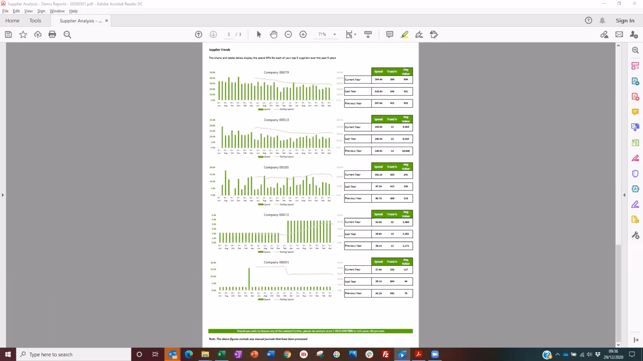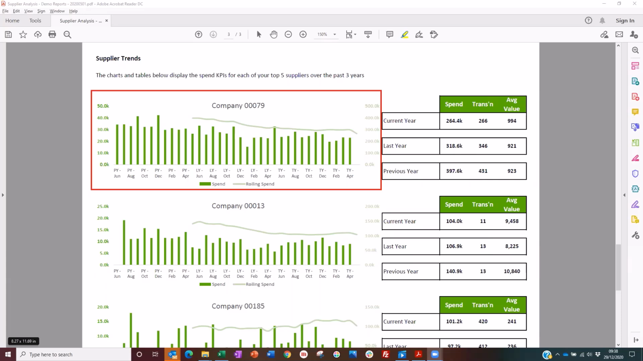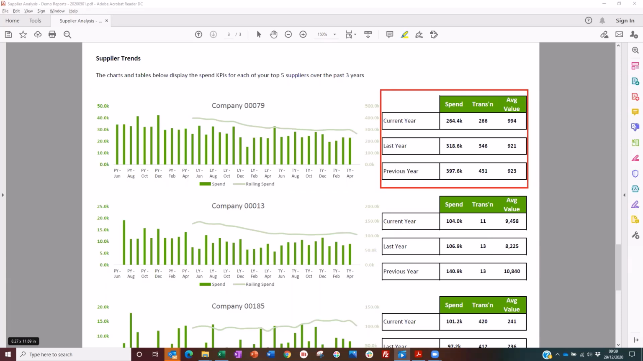The final page provides a detailed analysis for the 5 suppliers with the most spend recorded against them over the past 12 months. Each section displays the expenditure trend, number of transactions, and the average value of each transaction over the past 3 years.